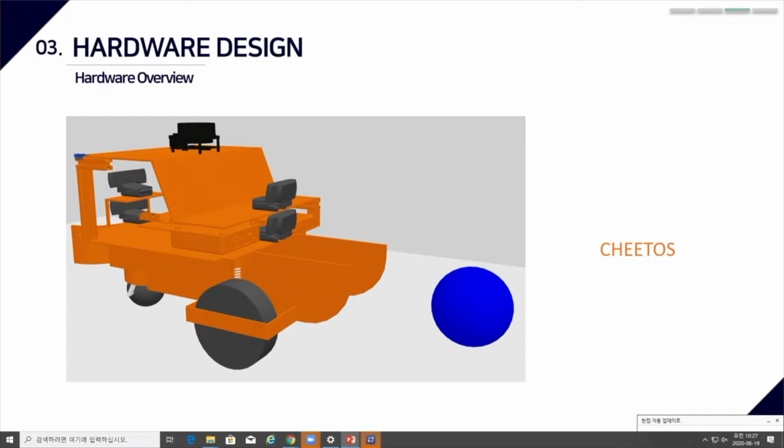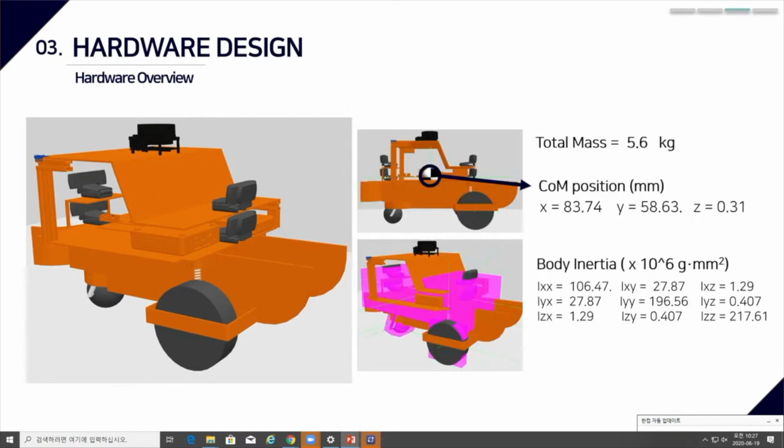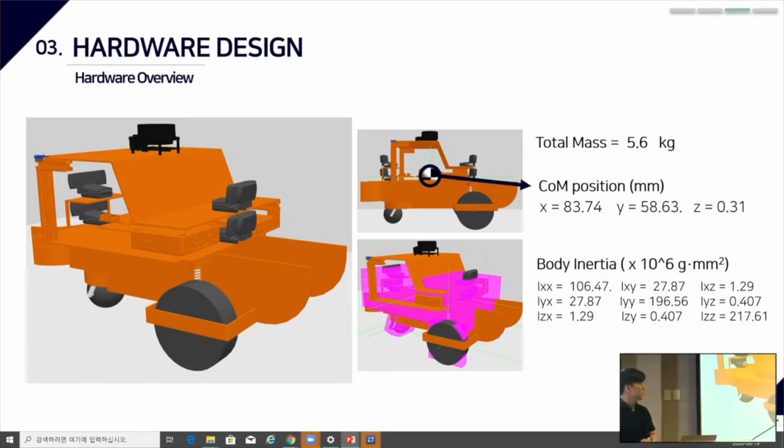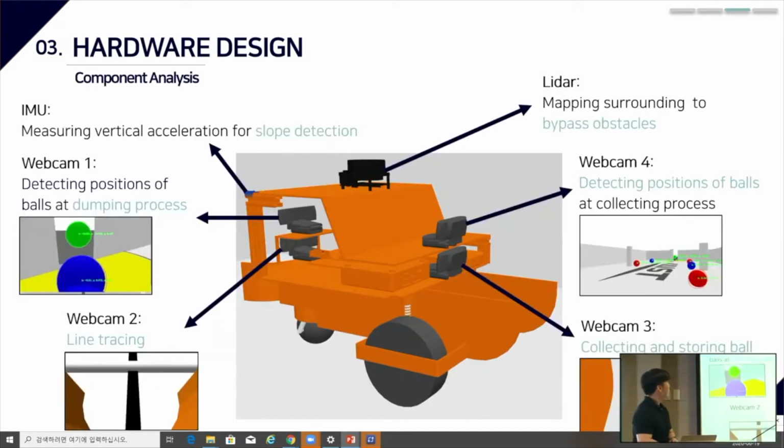This is Cheetos, our robot, and we painted it orange to look like a Cheetos. And this is our specification for the hardware. Total mass is about 5.6 kilograms, and the center of mass is well placed inside the body center. The body inertia can be visualized in Gazebo like this.